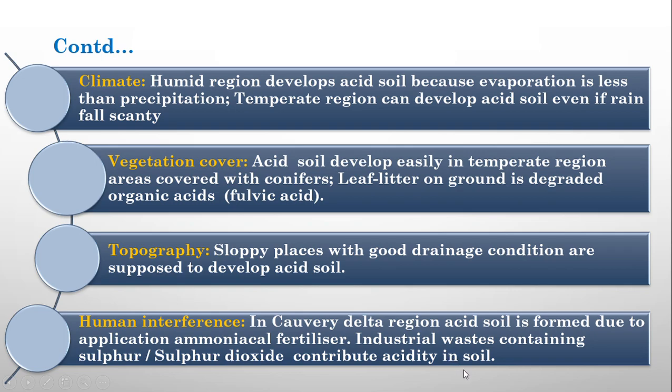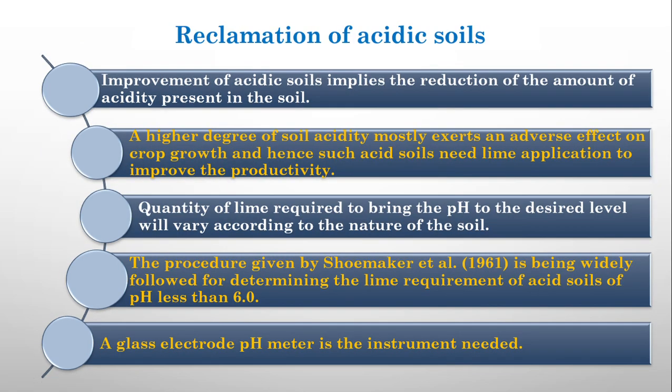And again, climate is another factor. Humid region develops acid soil because evaporation is less. And vegetation cover, some types of vegetation can again produce fulvic acid. Topography, sloping places can produce more acidic condition in soil. Human interference, the discharges from industries and all. So all these are the reasons by which soil becomes acidic. Now we will see how to reclaim these acid soils. A higher degree of soil acidity mostly exerts an adverse effect on crop growth, and hence such acid soils need lime application. So we will use lime for reclaiming the acid soil.